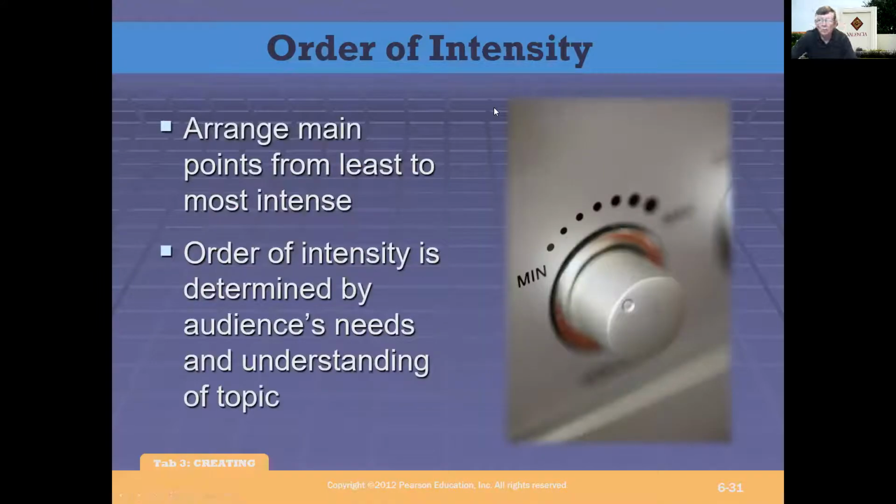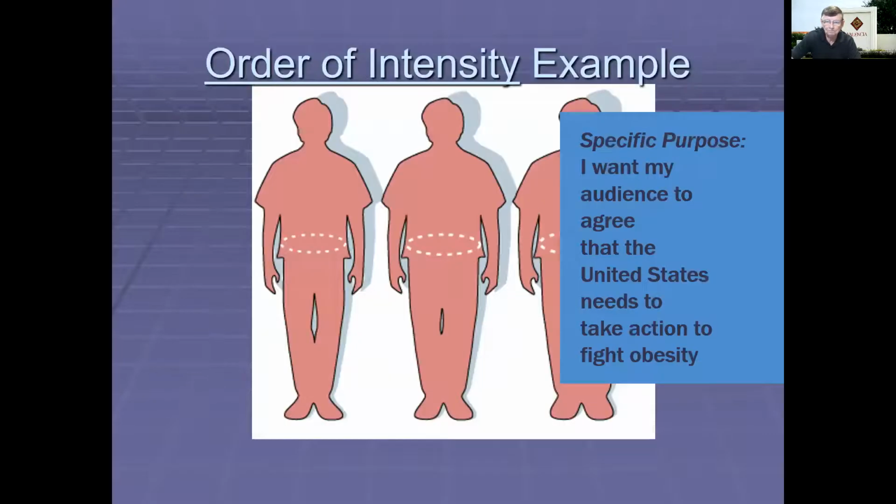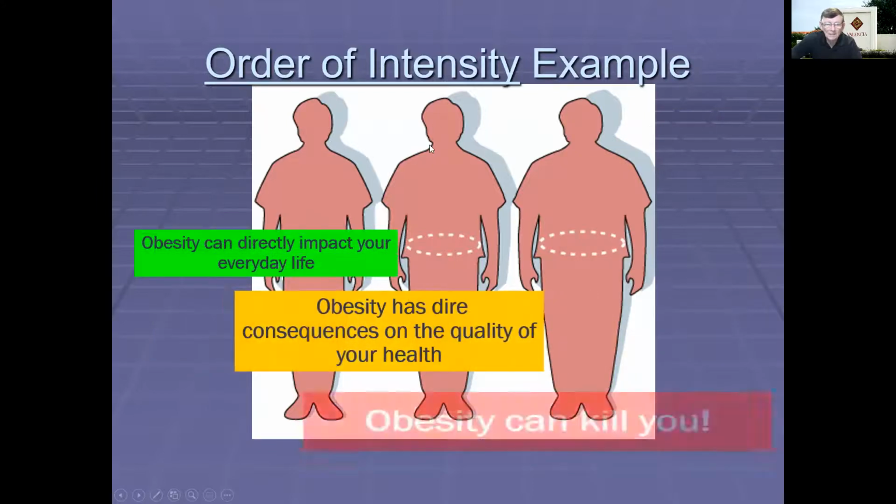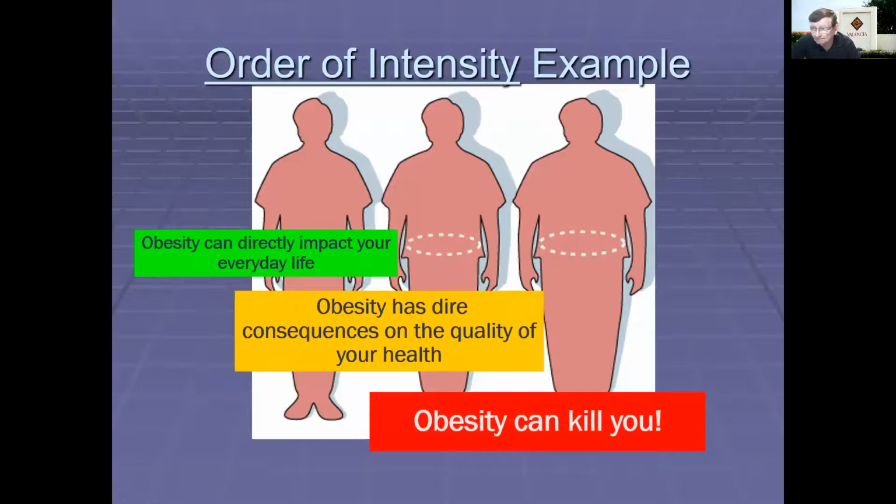Okay, order of intensity. Now you could arrange this from least to most or from most to least. Now this would actually be a persuasion speech because it's asking the audience to agree with something, but it is nevertheless an order of intensity. Obesity can directly impact your everyday life. What happens then? Obesity has dire consequences, and then you die. Okay, so that's order of intensity from least to most.